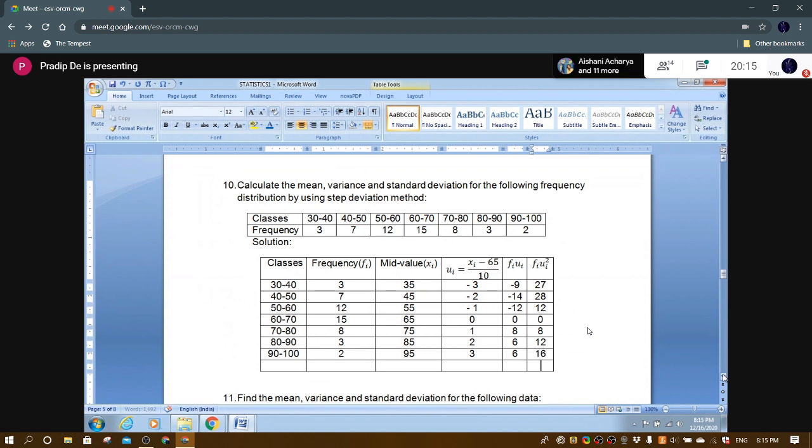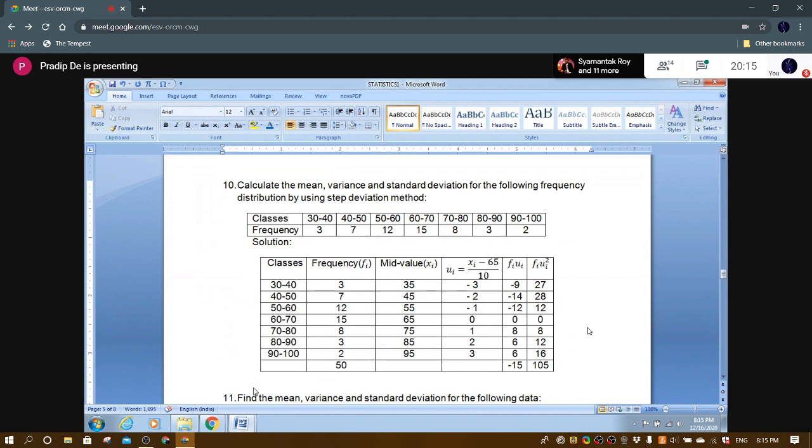Total. I need the total of sigma fi ui, sigma fi ui square, and sigma fi. These three. First of all, sigma fi, 50. Next is sigma fi ui. Don't make a mistake. Minus 15. Fi ui square, 105. Please check all of you. Check the entries. Check the totals.